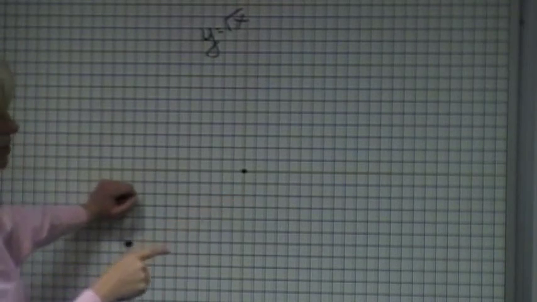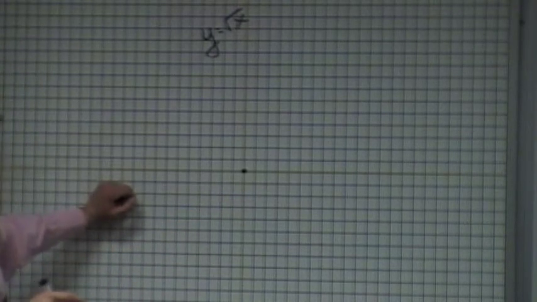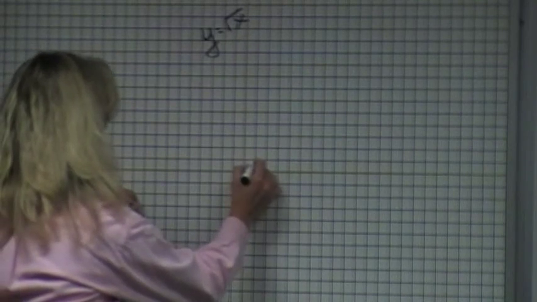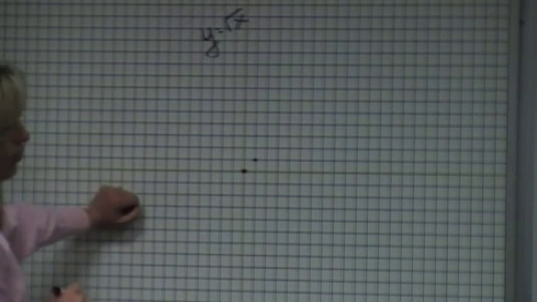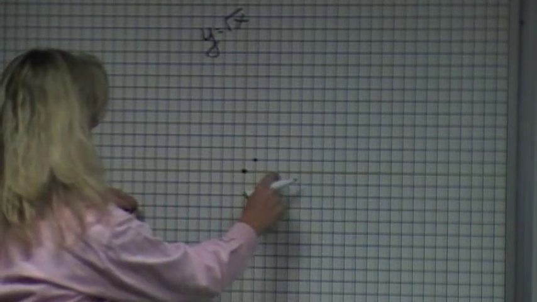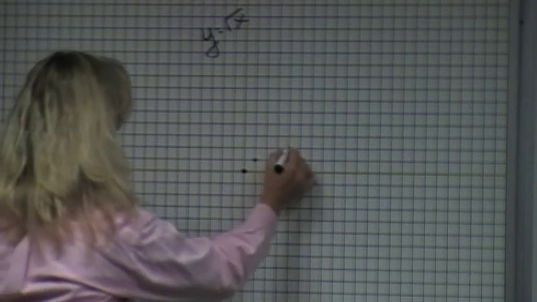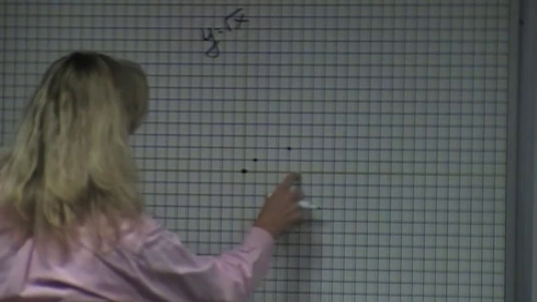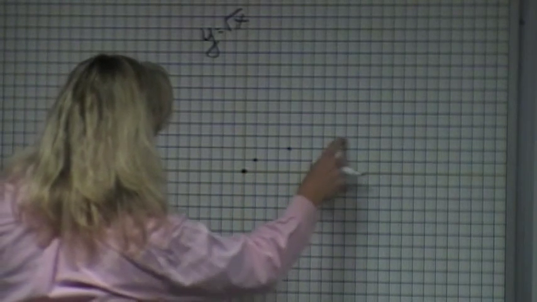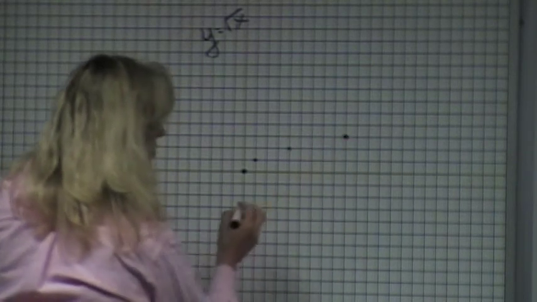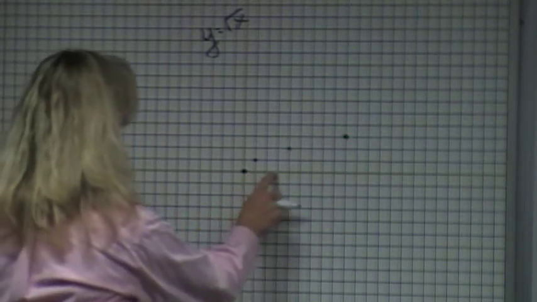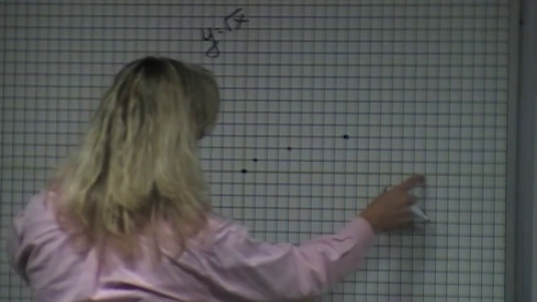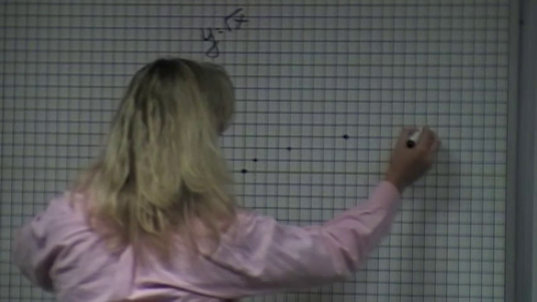Are we doing this? Yes, I want you to do that too. Over 1, up 1, so you know what it looks like. There's the next point on your curve. And then over 4, up 2. There's your next point. And then over 9, up 3. And then over 16, up 4. And there's your other point.